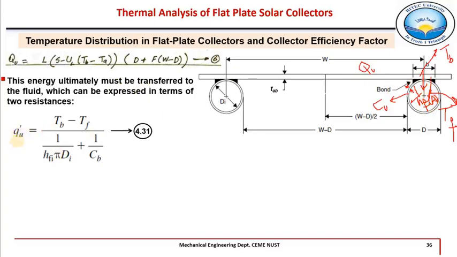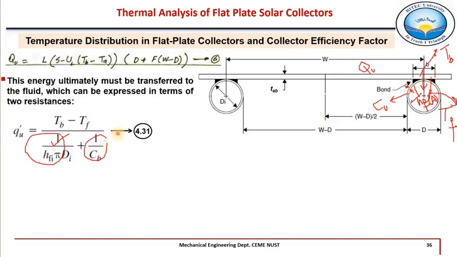So here, the heat transfer to the fluid is given as TB minus TF. Between this TB and TF, there are two major thermal resistances: the convective heat transfer resistance of the fluid flow, and the bond conductance, or 1 over Cb, which represents the heat transfer resistance due to this welded bond.